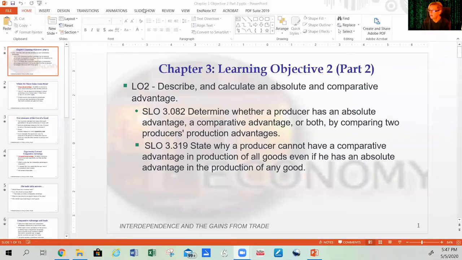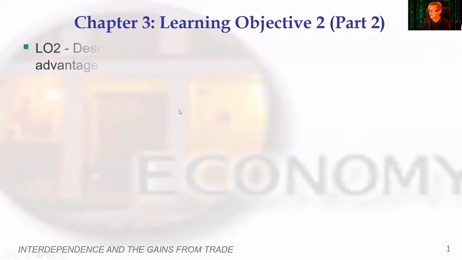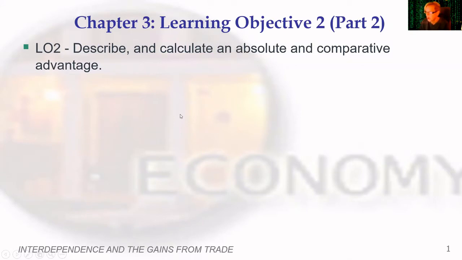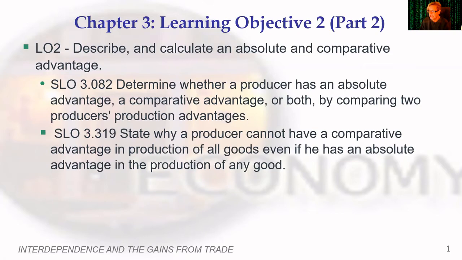Okay, and let's do this. Slideshow. Okay. So here we're going to continue to talk and calculate an absolute and comparative advantage. So we want to determine who has an absolute advantage and who has a comparative advantage. And then we're going to take a look at why a producer cannot have a comparative advantage in production of all goods if they have an absolute advantage in the production of any good.